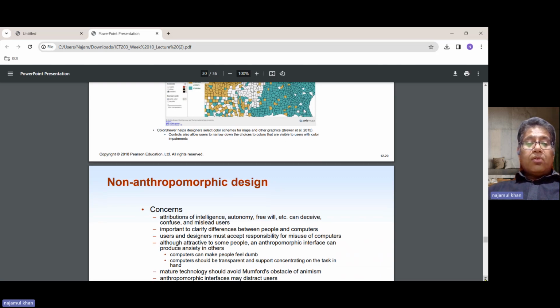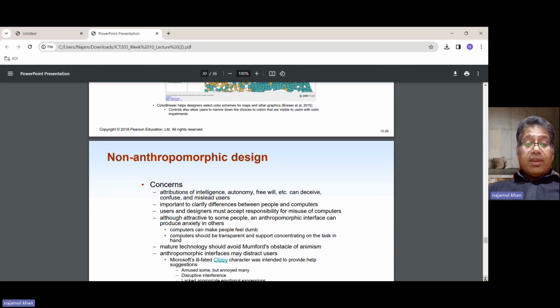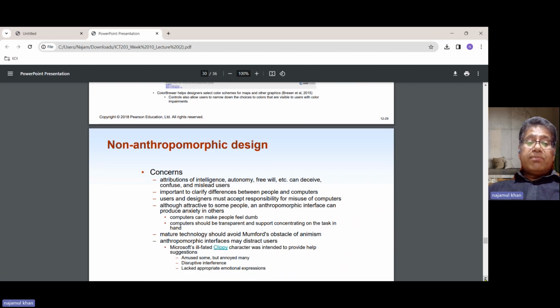Okay, non-anthropomorphic design, guys. Basically, anthropomorphic design refers to human behavior, and how that plays a role in the design phase. We've got some concerns here as well: attributions of intelligence, autonomy, free will, etc. It can deceive or confuse some users, mislead users. It is important to clarify differences between people and computers. Users and designers must accept responsibility for misuse of computers.